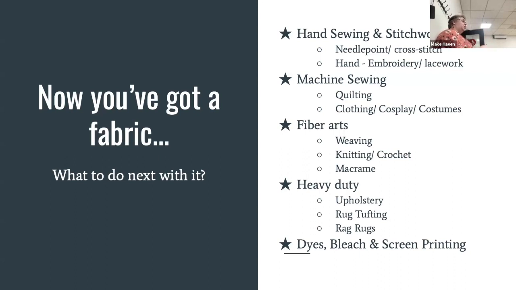So now we've made our fabric, we've bought our fabric, we've ironed our fabric. What are we gonna do with it? The most common place to start is hand sewing and hand stitching, followed by machine sewing. You can really get into a lot of the fiber arts, bringing together many different disciplines. We'll also talk a little about heavy duty fabrics and how you get those, and then some of the purely cosmetic stuff, like dyeing, bleaching, and screen printing.